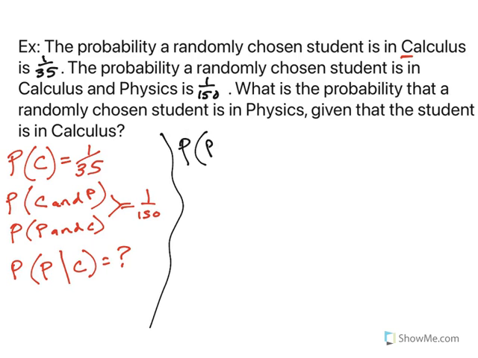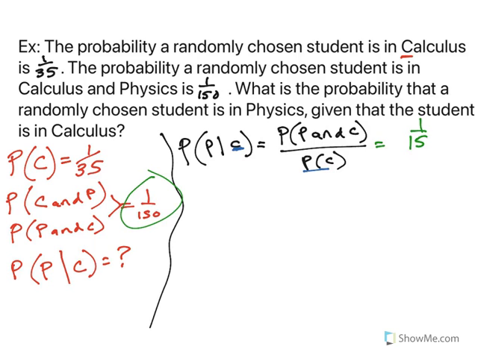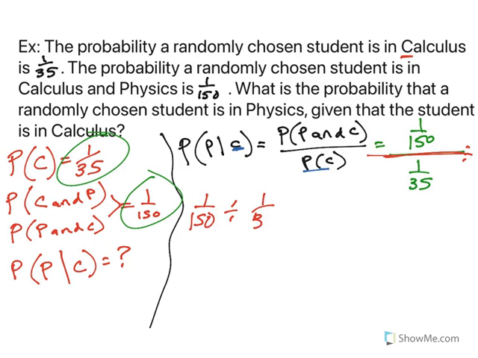The probability of physics given calculus, well, that would be the same as the probability of physics and calculus, right? All over the probability of calculus. Because whatever is given, that's what you're dividing by. Now we can plug in what we know, right? So I know probability of and is 1 over 150, and then we're going to divide by the probability of calculus. Now we get to practice our dividing of fractions, right? This is like a division bar. So 1 over 150 divided by 1 over 35.